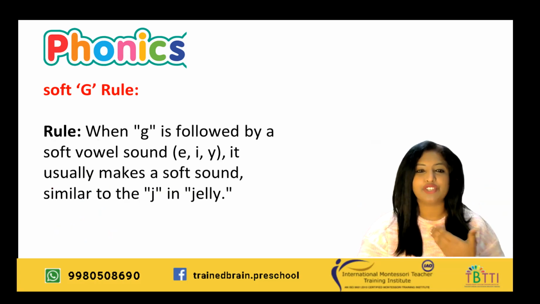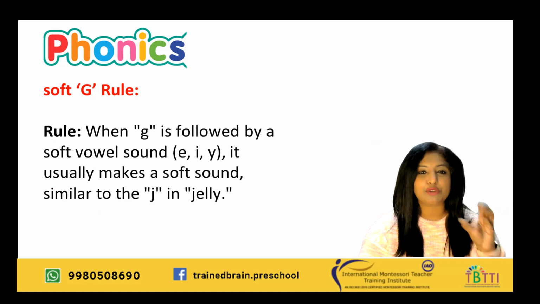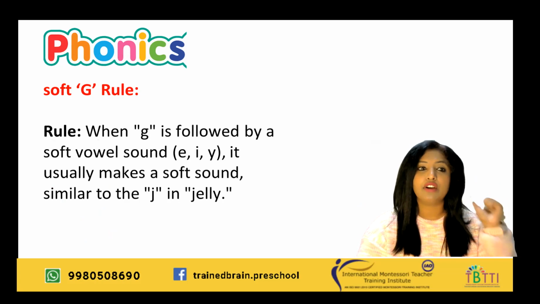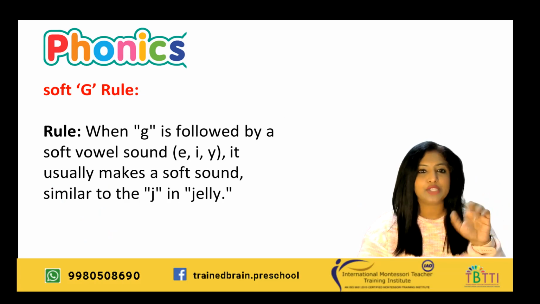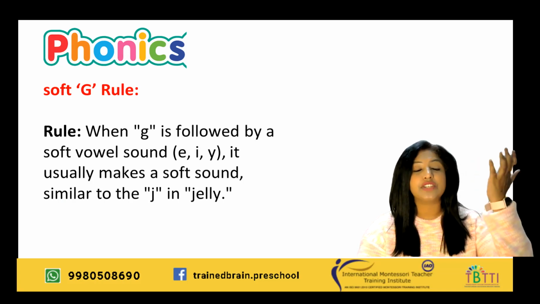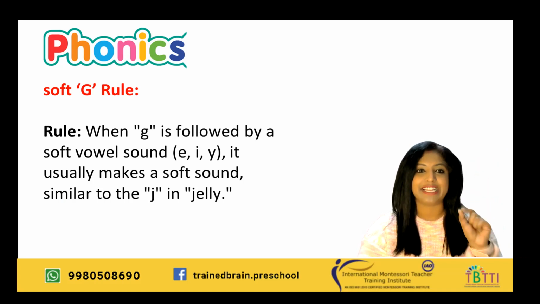What about a soft G? When the letter G is followed by a soft vowel sound, that is E, I, and Y, it makes the soft sound, which is similar to J. So what's the sound of the letter J? It's J. So I would hear the J sound for soft G. We don't write J there, but we write G. But when you hear the J sound, it's the soft sound of the letter G.